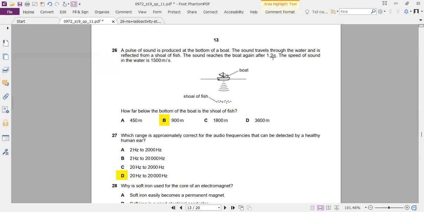1.2 seconds, it comes back and its speed is this one. So distance will be, speed equals 2 times distance over time. 2 times distance is equal to speed multiplied by time. 1500 multiplied by 1.2, then divided by 2, and you should get 750 times 1.2, which should be 900.